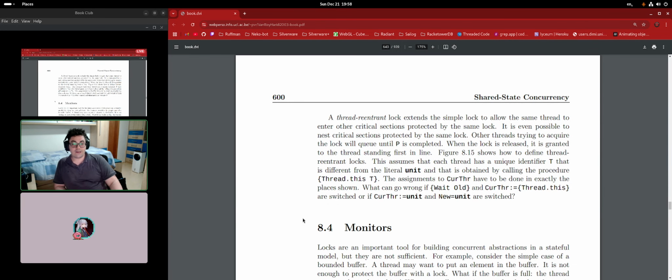Then we have the thread reentrant lock, which extends the simple lock to allow the same thread to enter other critical sections protected by the same lock. So if you're doing recursion, that's okay. Yeah, if you're doing recursion, it just works. It doesn't block you from waiting for yourself.